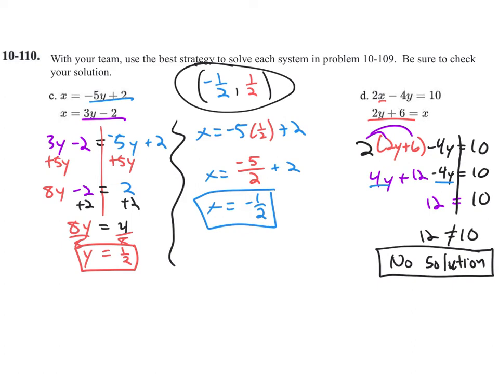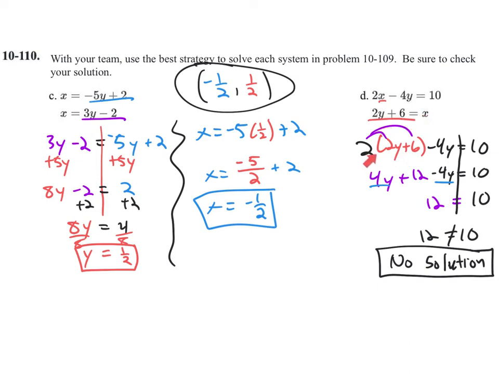Okay, so on our next one here, we used the equal values method, so I just set these two things equal to each other. Went through and solved, got 1/2, used that 1/2, plugged it back in, got negative 1/2. Correct answer is (-1/2, 1/2). On the next one, we're going to use elimination, or excuse me, substitution.